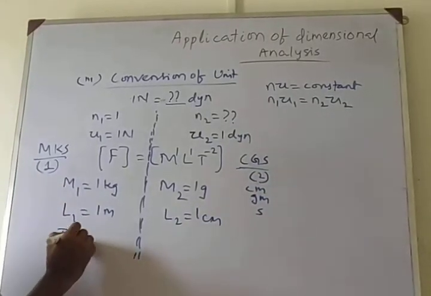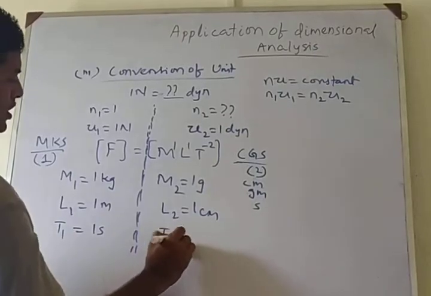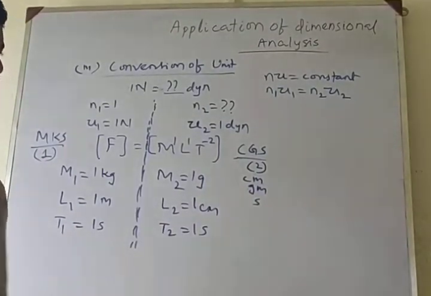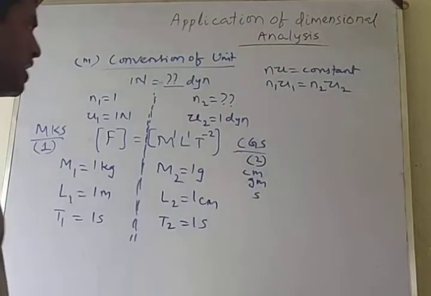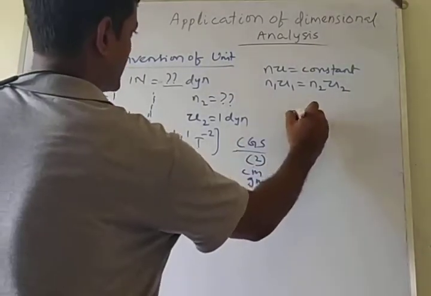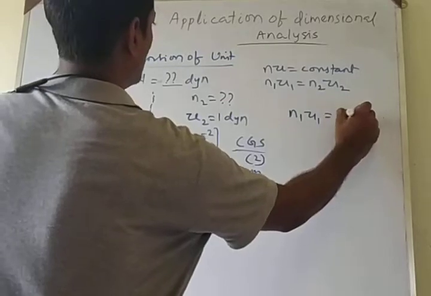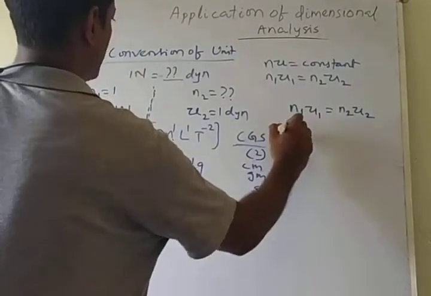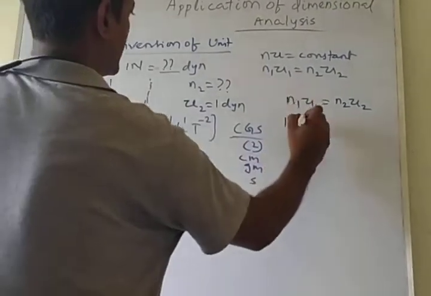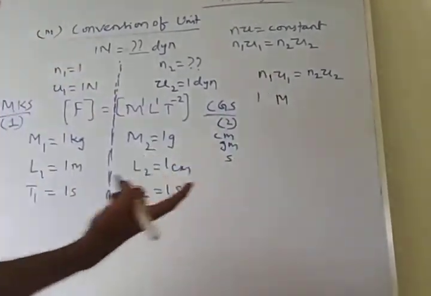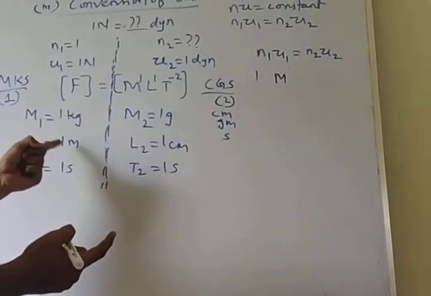Now T1 is 1 second, here T2 is 1 second. This I know. And already I mentioned from unit you can write the dimensional formula. So what is the formula? That is N1 U1 equal to N2 U2. So basically I am trying to write for N1 I am taking 1. For U1 I can take, U1 is the unit of force, and what is the dimensional formula of force?